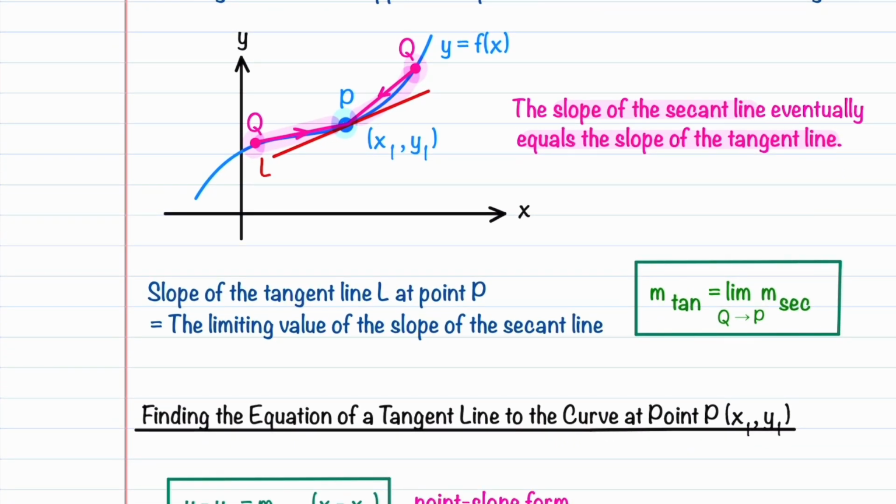We can write this mathematically as m sub tangent, that's the slope of the tangent line at point P, is equal to the limit as Q approaches P of the slope of the secant line. This is just the limiting value of the slope of the secant line. We'll be talking a lot about limits in this course.